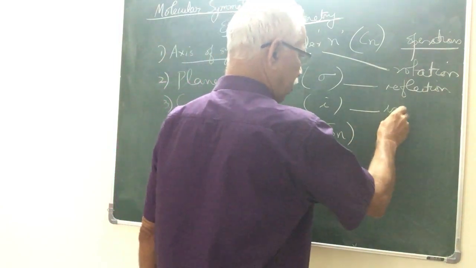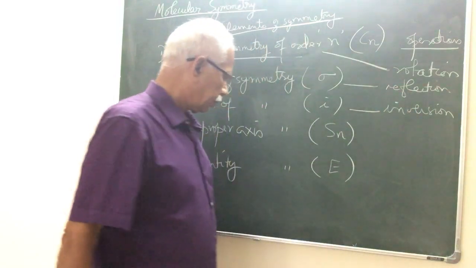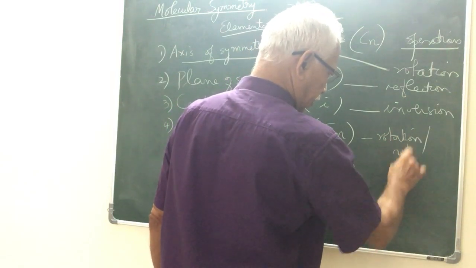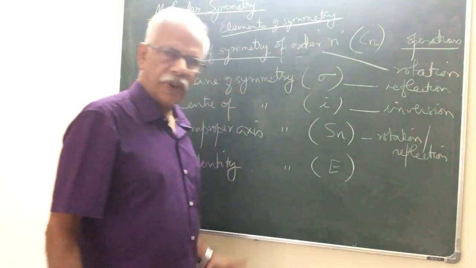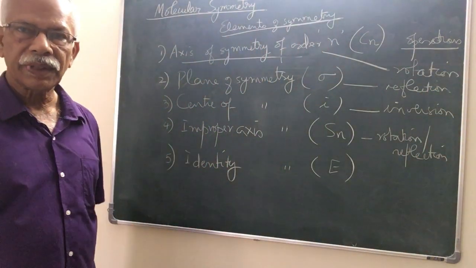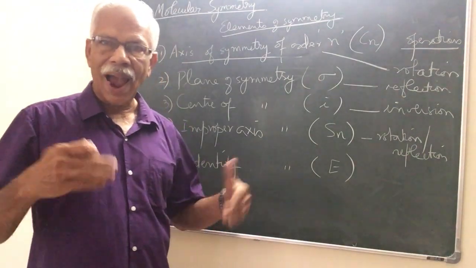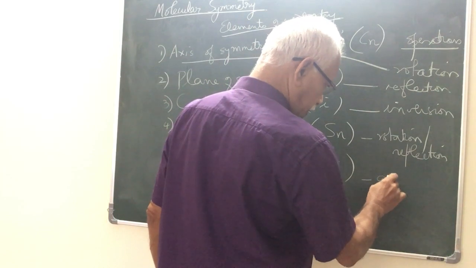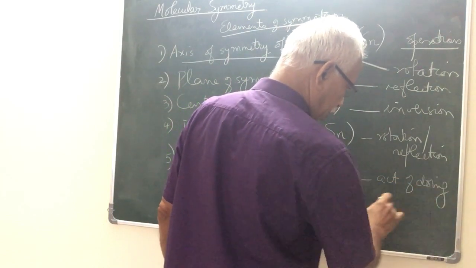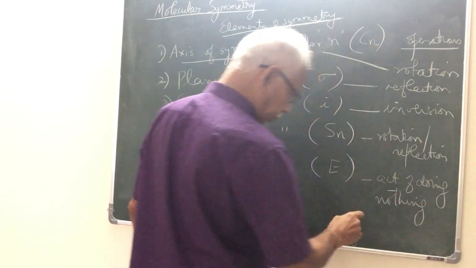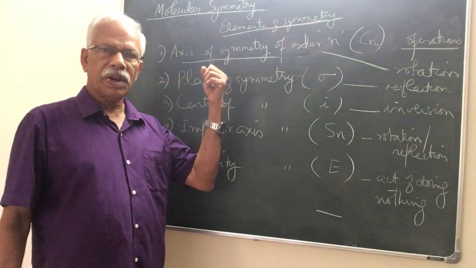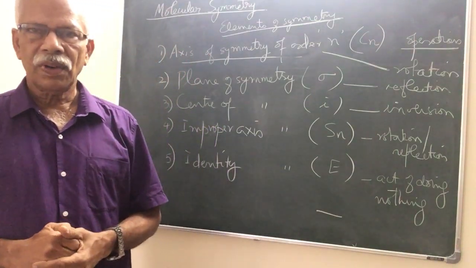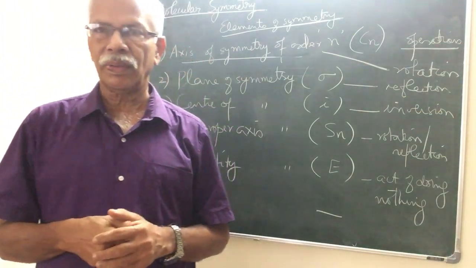For center of symmetry, inversion. Improper axis: rotation, reflection. And finally, for identity element, the operation is just the act of doing nothing. Leave the molecule alone. So using these symmetry elements and various movements about this, we check whether the molecular shape has some regularity or other.